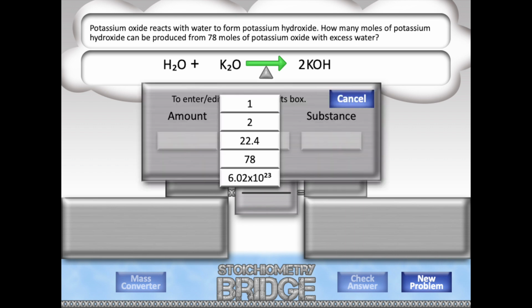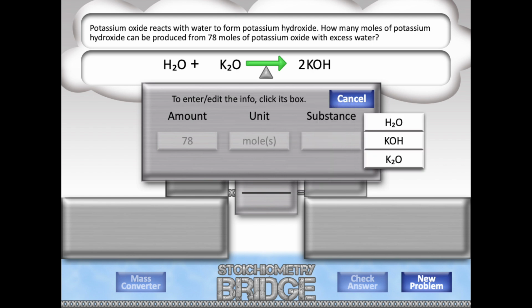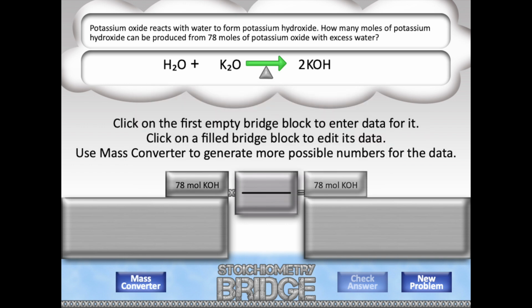A good tip for solving stoichiometry problems is to always start the solution by entering the numeric value given for a reactant or product. So here, the number 78 is selected from the drop-down menu and entered in the amount box to the left. The given units, moles, are entered along with the correct formula of the substance, in this case K2O. Since this is a moles-to-moles problem, no mass converter is needed.